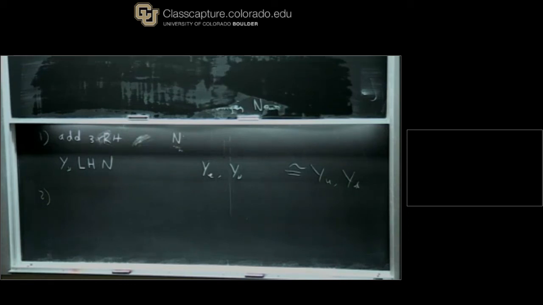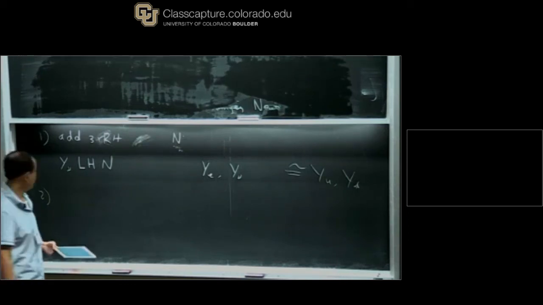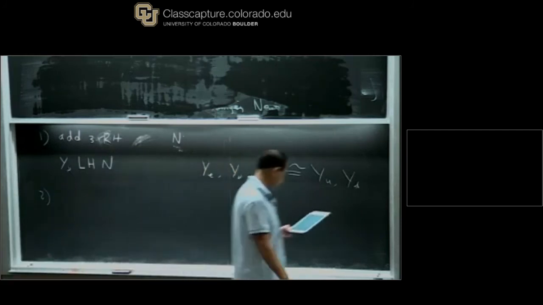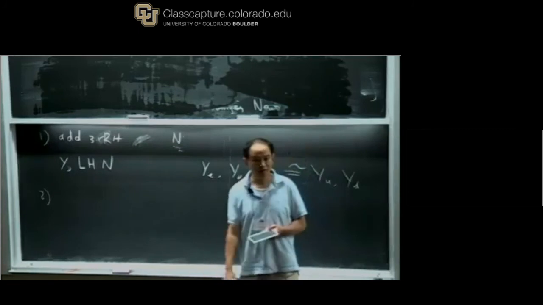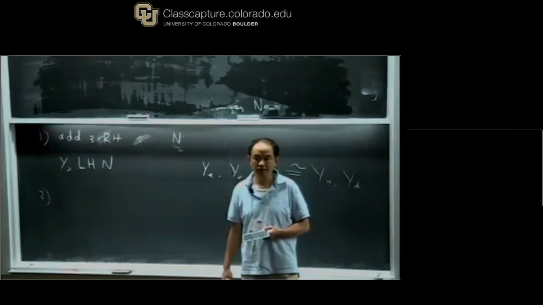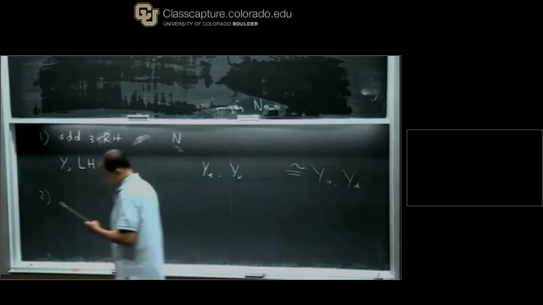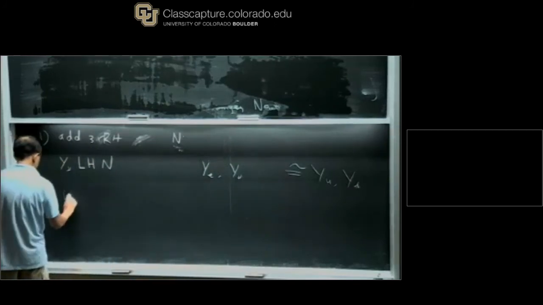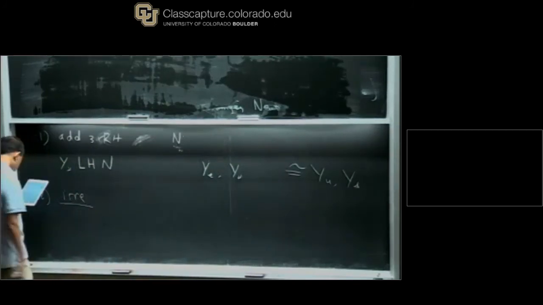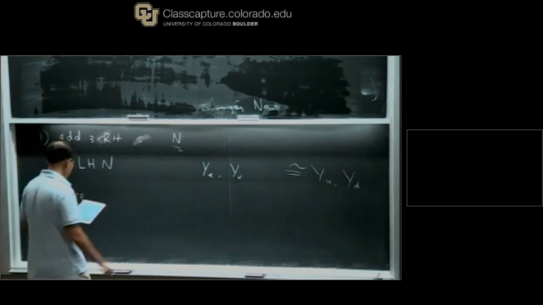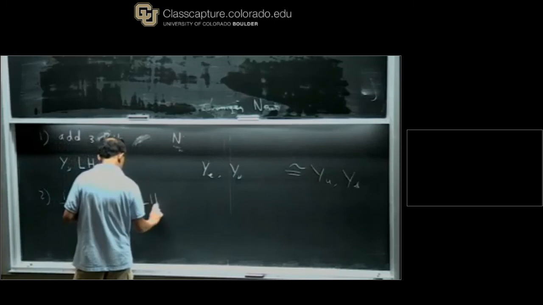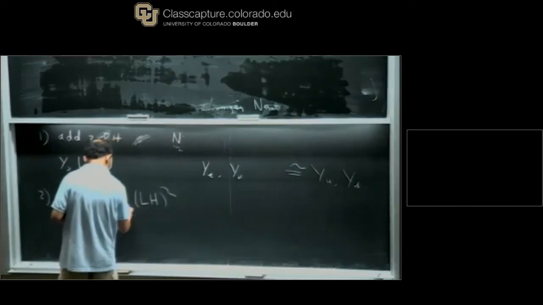If you are bothered by the fact that this is very, very small, maybe we can think about the neutrino mass as actually coming from irrelevant operators. So let's do it with irrelevant operators. This is called, I think, the Weinberg operator. It's LH squared.